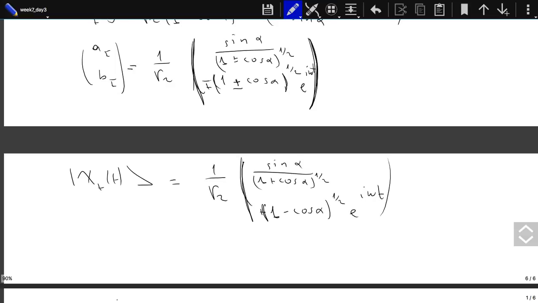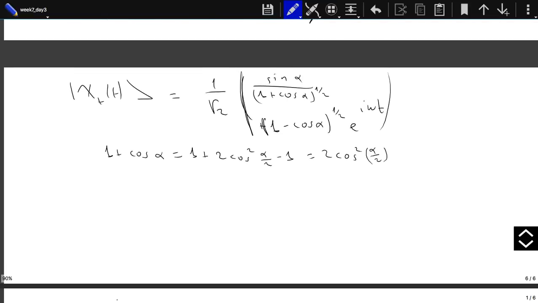Now we can do a bit of simplification, I suppose. So let's see, 1 plus cosine alpha is 1 plus 2 cosine squared alpha over 2 minus 1. So this is 2 cosine squared alpha over 2. And 1 minus cosine alpha is 1 minus (1 minus 2 sine squared alpha over 2). So this is twice sine squared alpha over 2.